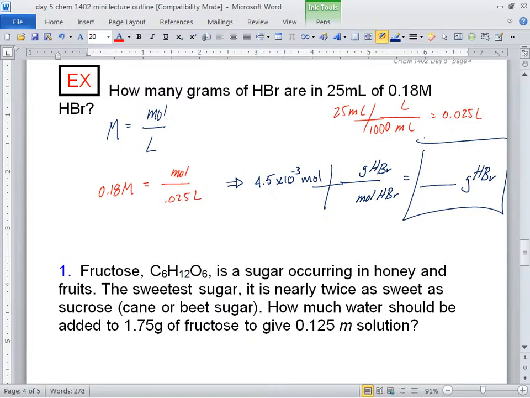Alyssa, I'm lazy. What's the molar mass of hydrogen bromide? Is it 81? Everybody get like 81? All right. So final answer, you got what, Bowdy? 0.362. Anybody else get 0.362? We're good? Okay. Somewhere around 0.4, a little less.